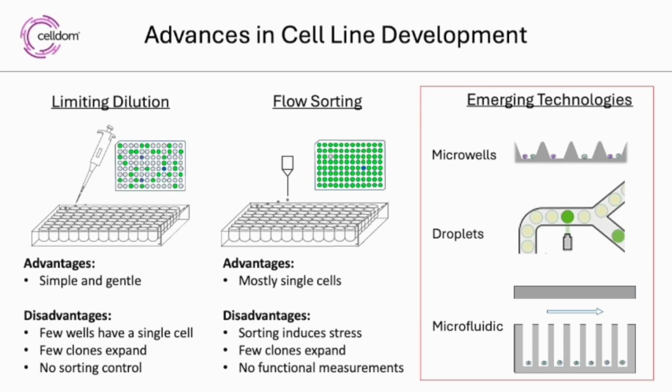The second approach is droplet technology, which partitions cells in nanoliter water droplets surrounded by oil. And the third is microfluidic technologies, which involve continuous perfusion of cells trapped in nanoliter chambers, which are sometimes called pens. So let's take a closer look at each of these emerging technologies.